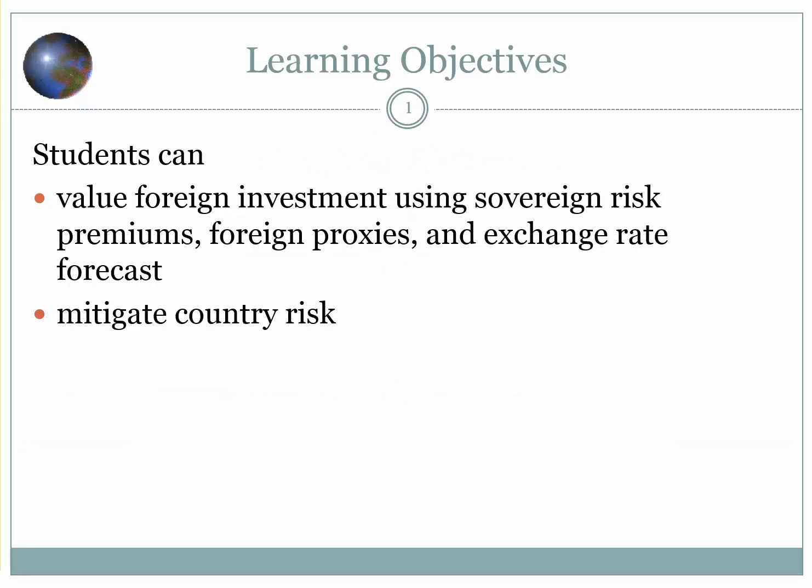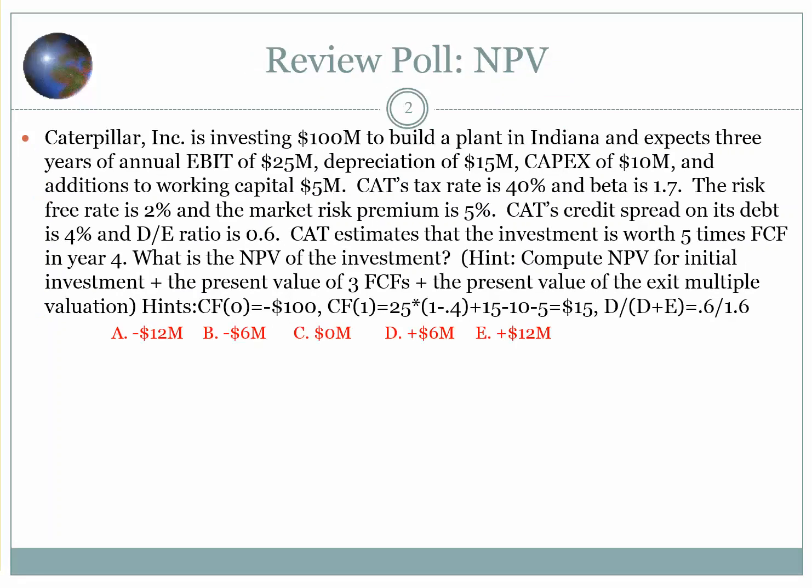In this topic, we'll look at how to value foreign projects and mitigate country risk. We'll start with a little review problem. This problem is actually one of the poll questions in Angel, and it's really just a domestic capital budgeting problem.